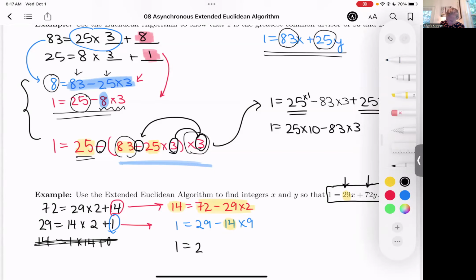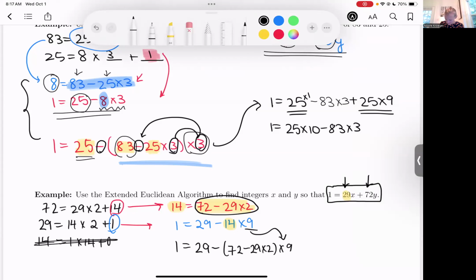So I'm going to get 1 is equal to 29 minus this whole equation. So let's put that in parentheses. And then don't forget that that's all being multiplied by 9. Okay, now I've got to simplify this. So let's distribute the 9 to both of these pieces. So I'm going to have 1 is equal to 29 minus 72 times 9, because the 72 wasn't multiplied by anything first, so I can just say 72 times 9, plus, because of the double negatives here, 29 times, I'm going to multiply the 2 and the 9 times each other, so times 18.